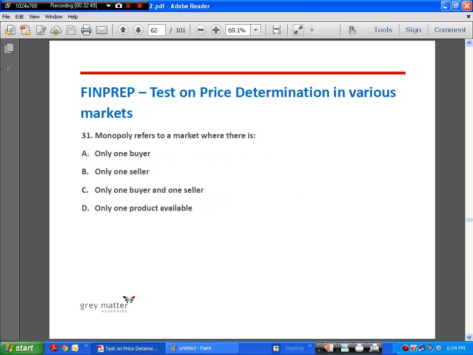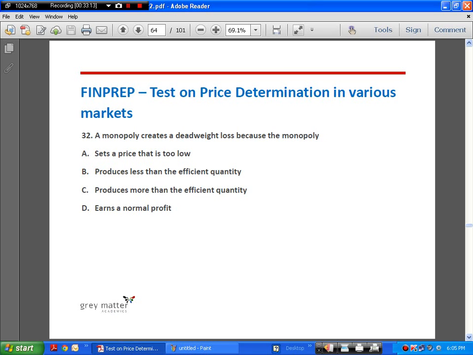31st question. Monopoly refers to a market where there is only one buyer, only one seller, only one buyer and one seller, only one product available. So monopoly is a situation of a single seller. Therefore, the right answer is option B, only one seller.